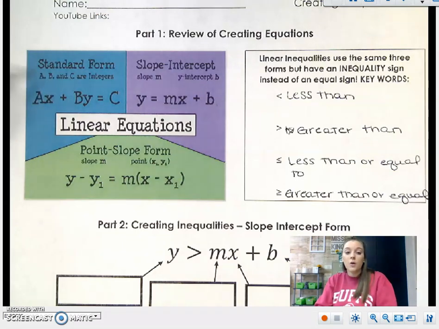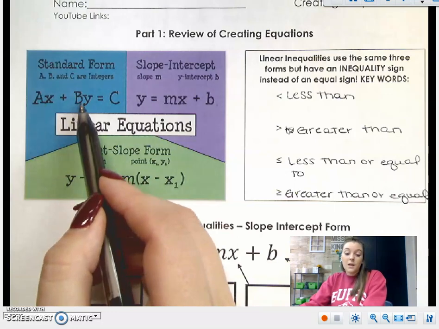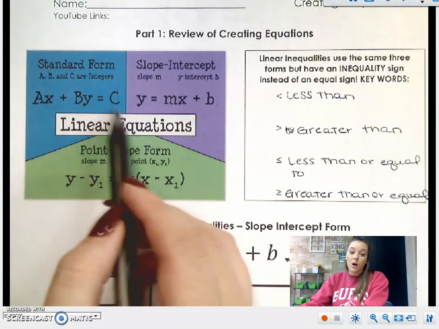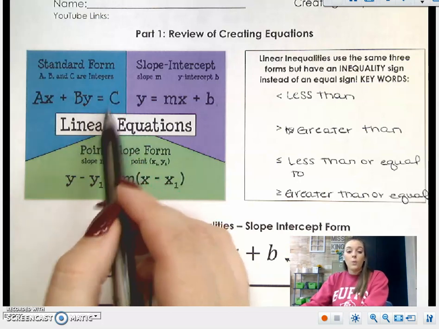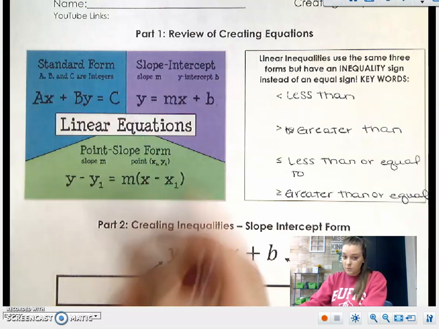For standard form, you have two different rates. Your A is your rate number 1, or your first slope. B is your second rate, or your second slope. And then C is going to be your constant, or your starting point, or whatever the word problem tells you that the equation is equal to.